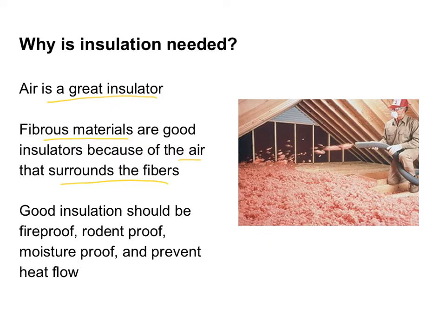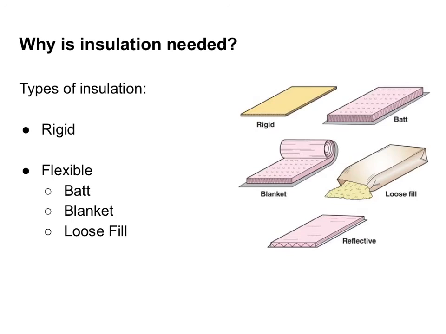Now, insulation should be fireproof, it should be rodent proof, it should be moisture proof, and prevent heat flow. Those are the good elements and characteristics of insulation. When you go to a home center, you will notice that there are lots of types of insulation.